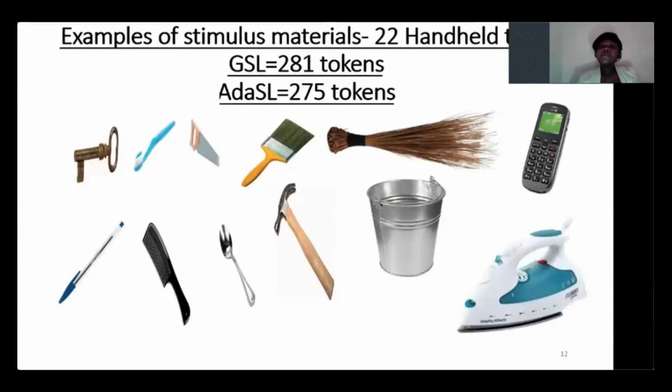So these are the stimulus materials I used, the 22 handheld tools. They gave me 281 tokens from Ghanaian Sign Language signers and 275 tokens from Adamorobe signers. So these are examples of the handheld tools. And the tokens are more because some of the signers depicted those items with 2 tokens, like hospital and syringe.